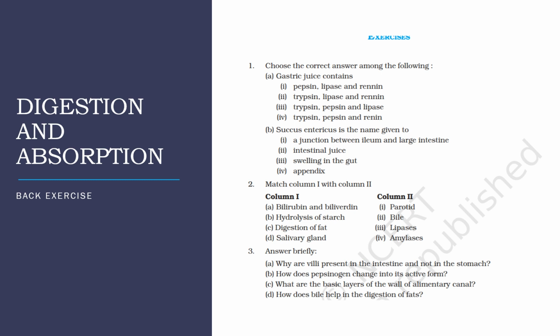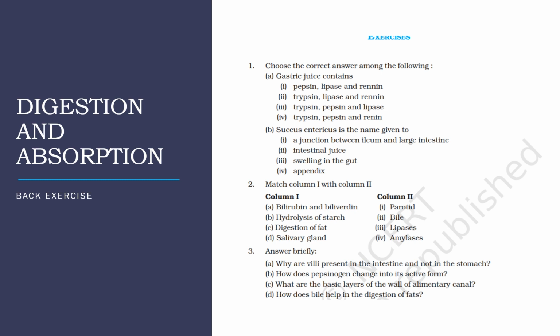So next part is C. What are the basic layers of wall of alimentary canal? Now we all know that 4 basic layers are present. Outermost layer is serosa, then muscularis, then submucosa and mucosa. 4 layers are present. Now D part is how does bile help in the digestion of fats?